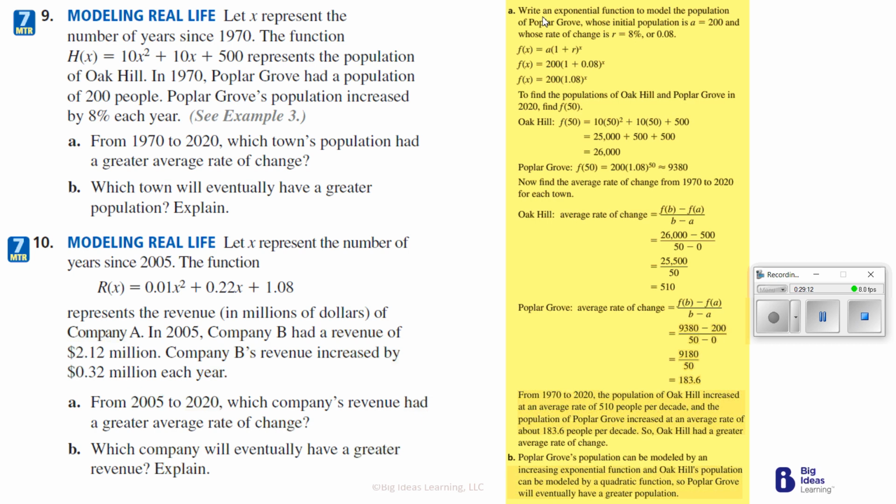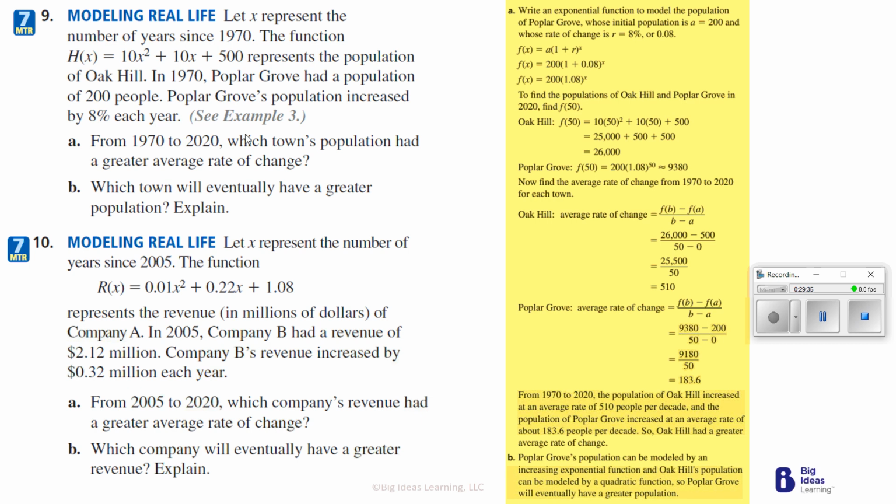So write the expression to model the population of Poplar Grove. Remember, Poplar Grove had a population of 200 people and increased by 8%. So we're going to take that 200 and multiply it by 1 plus 0.08. That's 8%. And then x is going to equal the number of years. So our function would be 200 times 1.08 to the x.